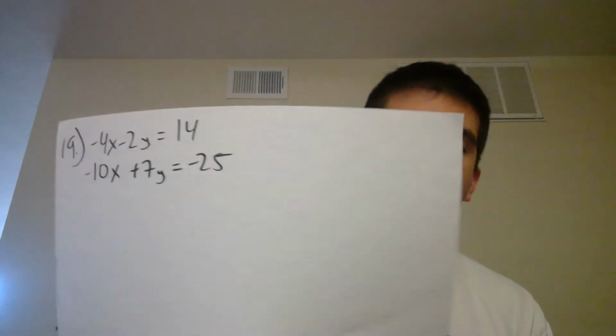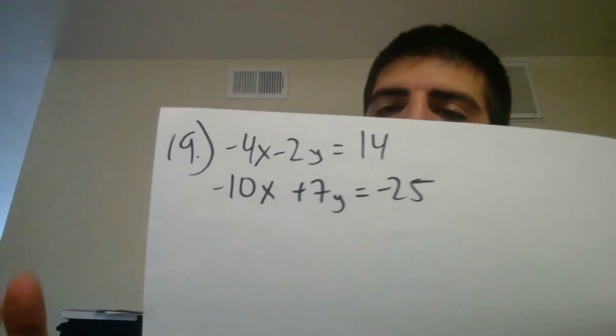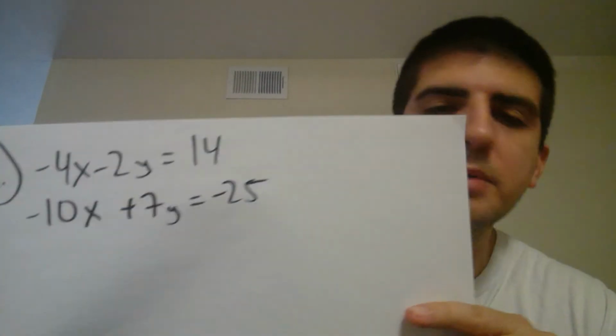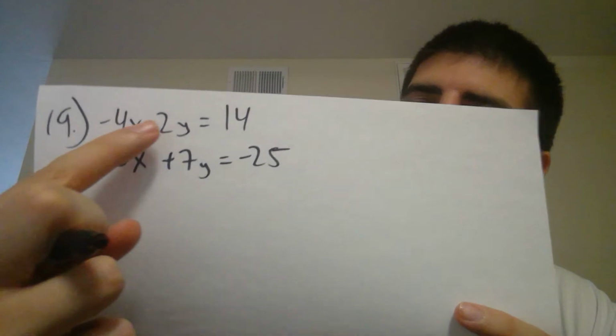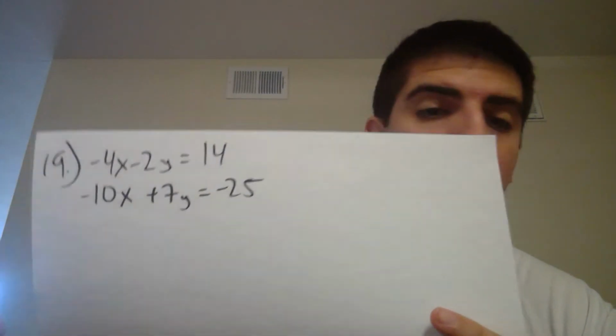Same idea here for number 19, guys. Again, I have a time limit here. I have to go a little bit quick here, so pause the video, write that down, please. Again, we want to get them to be the same number but opposite signs. I can't make 5 into 7. It's just not going to happen. I can't make 10 into 4. Just not going to happen.